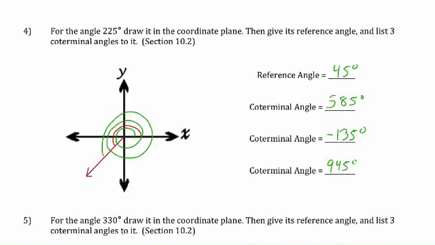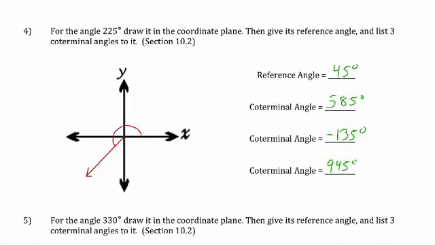I'm going to quickly go through the other ones. I'm not going to be as descriptive on these next couple just because it's the same process. You go through the same process of adding or subtracting 360 from your original angle. Reference angle is just referring to how close it is to the x-axis. How many degrees do you need to go to get to the x-axis?